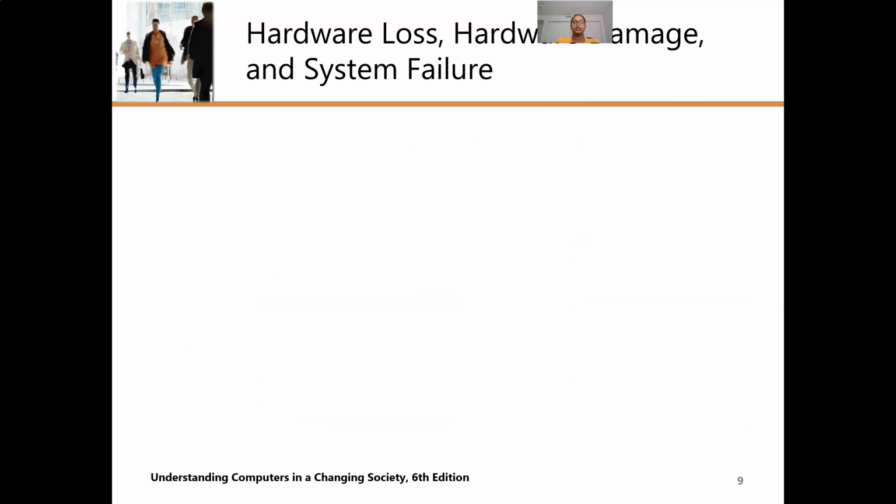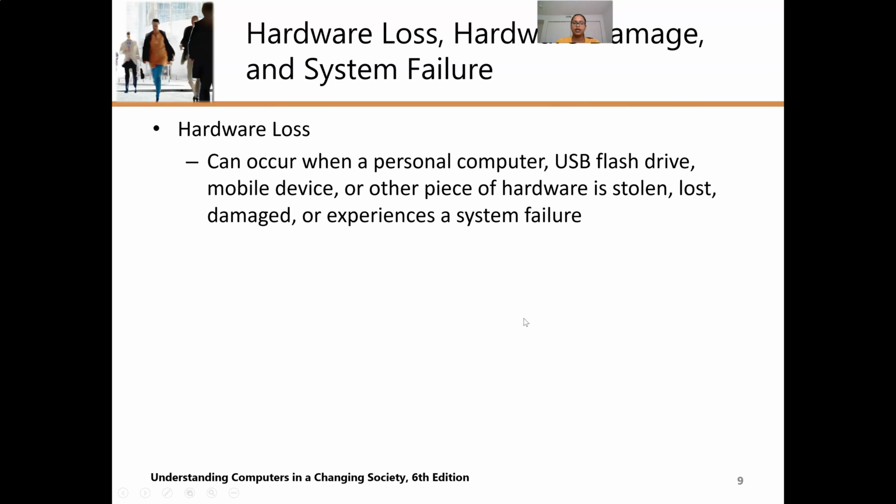So, hardware loss, hardware damage, and system failure. What is a hardware loss? It can occur when a personal computer, a USB flash drive, your mobile device, or any piece of hardware is stolen, lost, damaged, or it experiences system failure. What is system failure? When you boot up your computer, it doesn't work as expected.